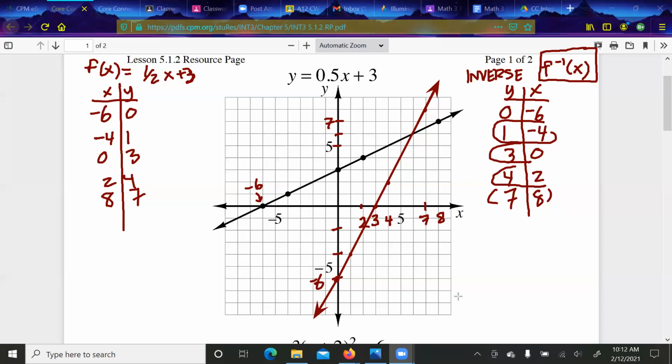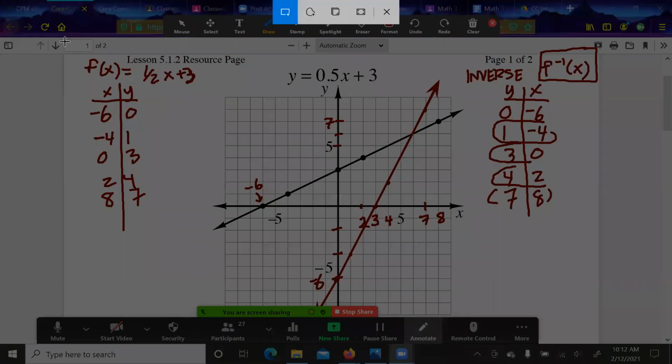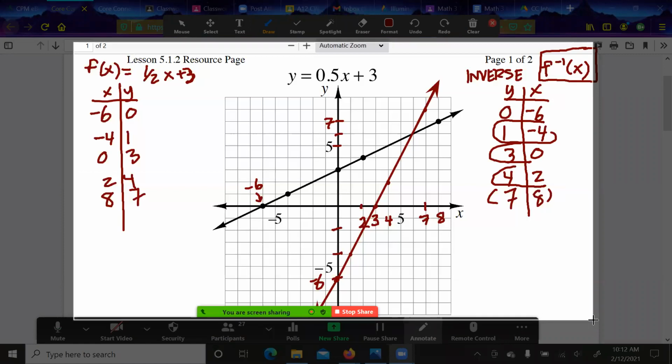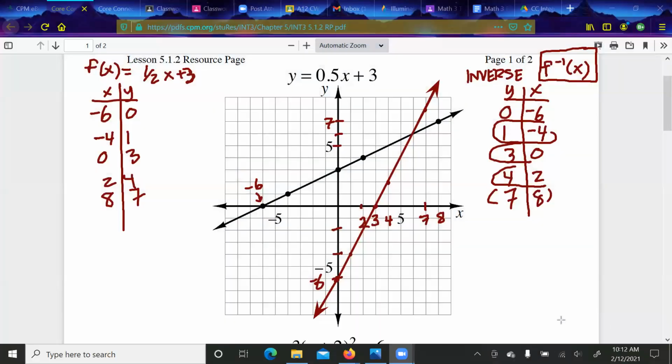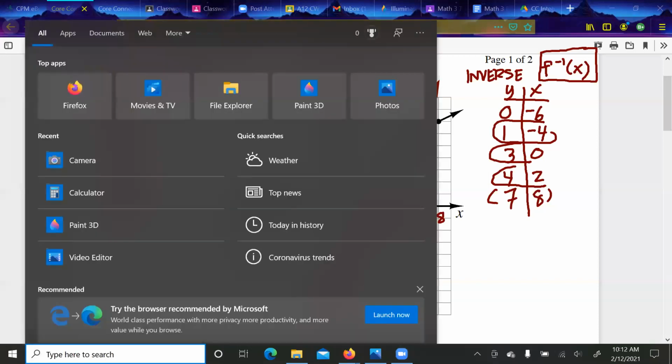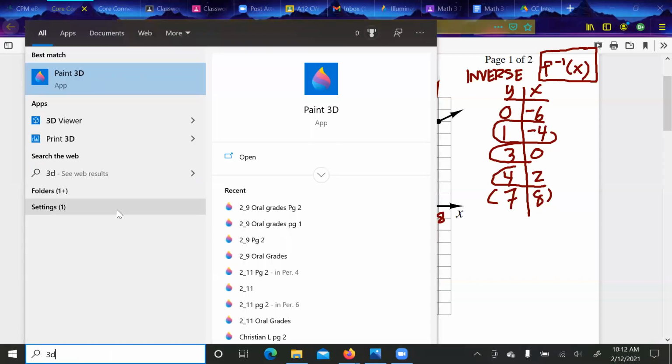I have to erase this, unfortunately, but you know what? Let's see if I can take a screenshot of it. I think it's letting me take a screenshot because I don't want my ink to go away. Let me go ahead and open my 3D. It won't let me do this, but I'll show you what 3D Paint looks like. 3D Paint is awesome.